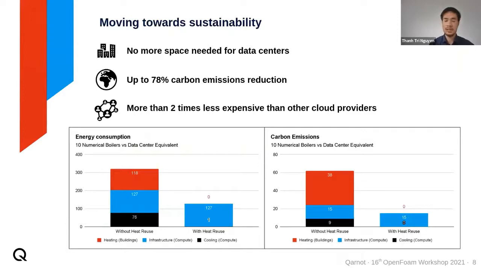As a result, you can see what the solution brings to the table. On the left, you can see there is a massive energy reduction from not needing energy to heat and to cool. And on the right, there's up to 78% reduction in carbon emission from not needing to spend that energy. For the user, it's also good because the price can be up to 2 times lower because we don't need to build data centers and we don't need to maintain them and cool them.